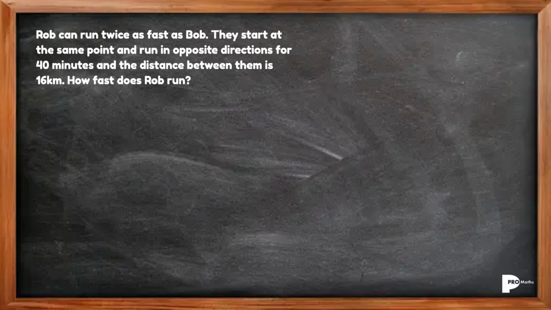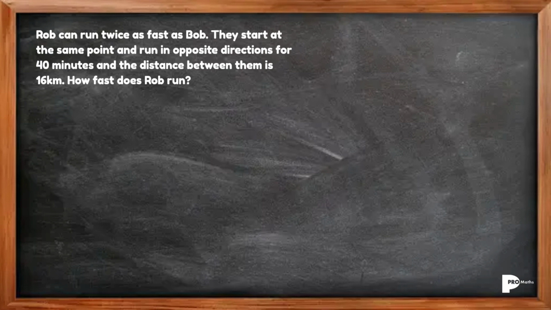Right, Rob can run twice as fast as Bob. By the way, Rob and Bob are not the same person. They start at the same point and run in opposite directions for 40 minutes, and the distance between them is 16 kilometers. How fast does Rob run?